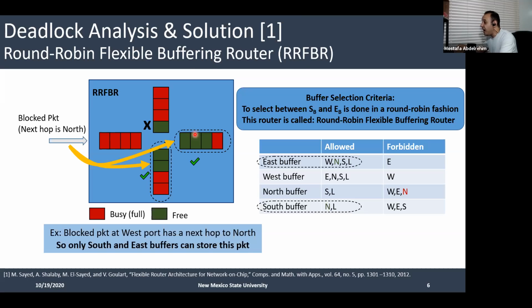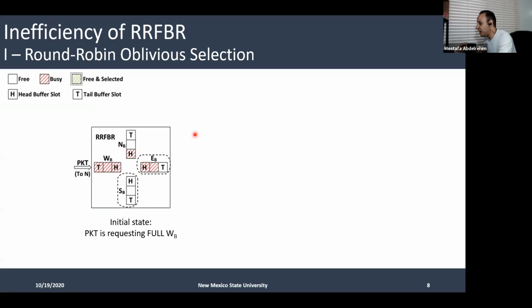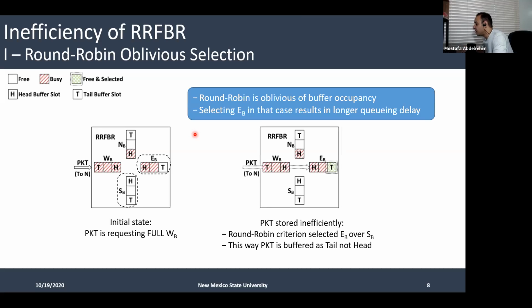And this leads us to the inefficiencies of the round robin flexible router, one of which is the round robin criterion. So let's see the same example again. Assume that the round robin will choose the east buffer, so this packet will be stored as a tail in the east buffer. Also, if the south buffer were chosen, and the south buffer can store packets going to north, the packet will be ahead, so this will have less queuing time. Otherwise, in this scenario, there is higher queuing time because the packet is the tail.